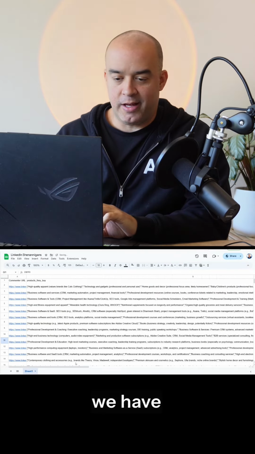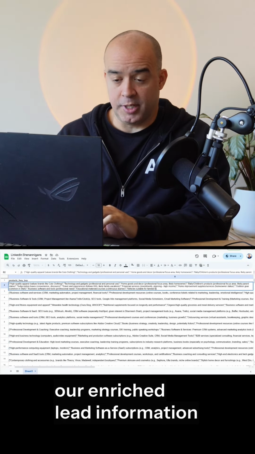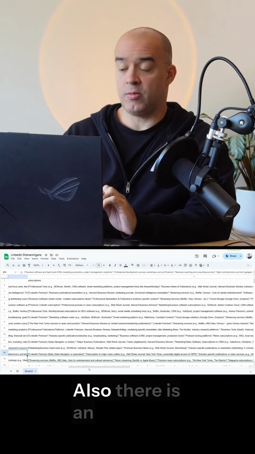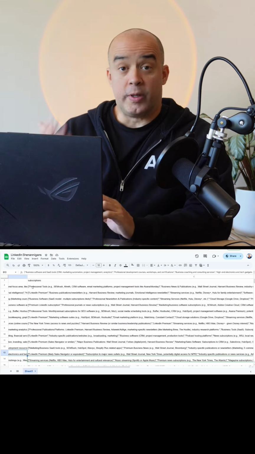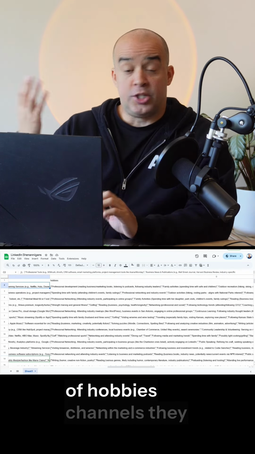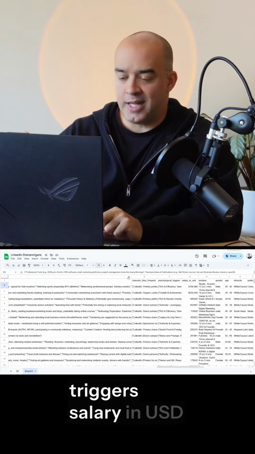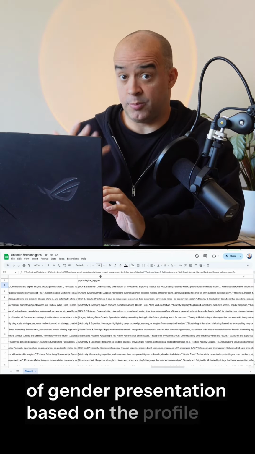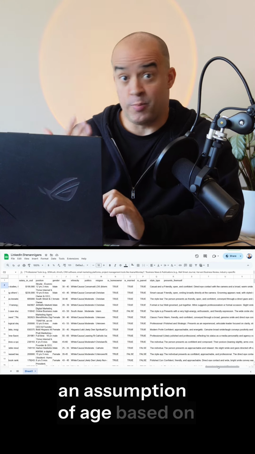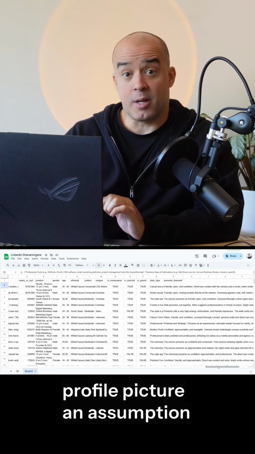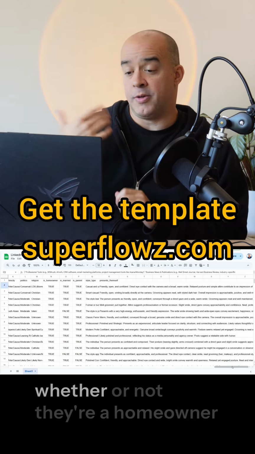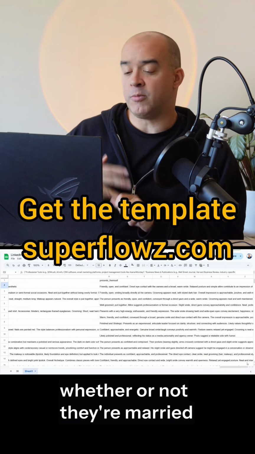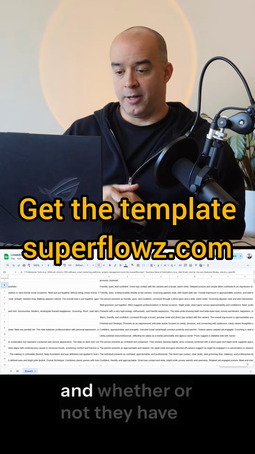Here we have our enriched lead information. Products they buy. Also, there is an assumption of subscriptions. We also have AI make an assumption of hobbies, channels they frequent, psychological triggers, salary in USD, their position, an assumption of gender presentation based on the profile, an assumption of age based on that profile picture, an assumption of ethnicity, and it also assumes whether or not they're a homeowner, whether or not they're married, which can also come from profile information, and whether or not they have children.